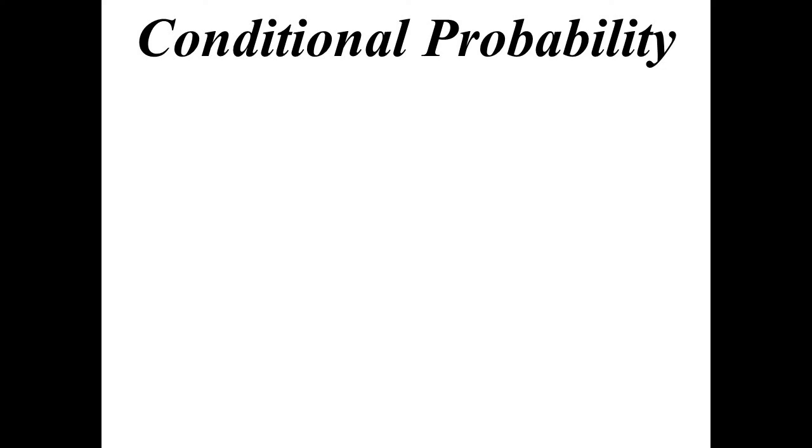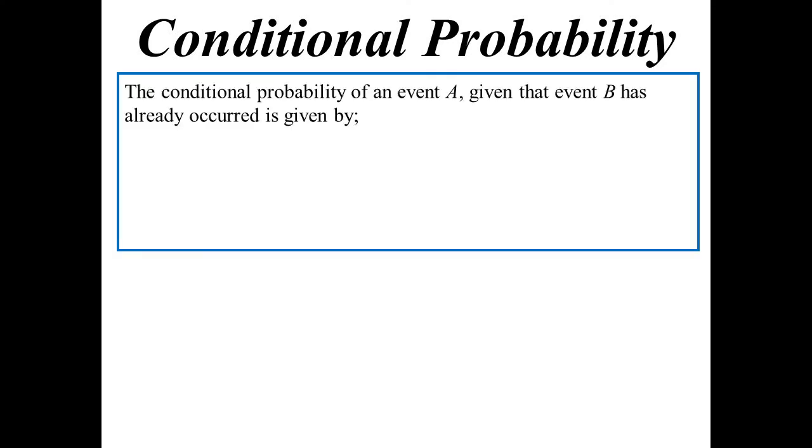The last piece we need to do in this 2-unit section of probability is what we call conditional probability. So when we already know something about the problem. So conditional probability, event A, given that B has already happened. This is one formula we can use.